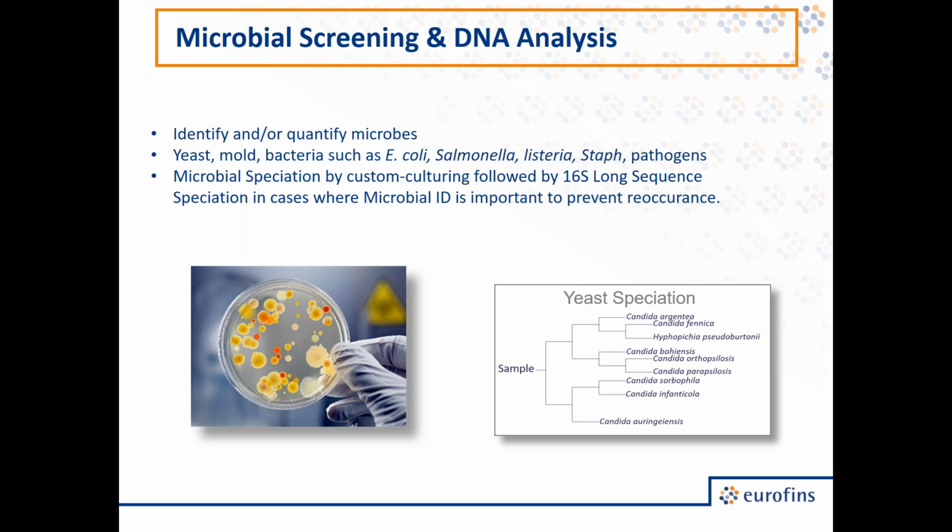So now we talk about microbial screening, including DNA analysis. It's useful to identify and quantify different microorganisms: yeast, mold, bacteria. Many of these are pathogenic, which you're familiar with, E. coli, salmonella, staph. But also, it's possible to do custom culturing followed by metagenomic 16S long sequencing, and then we can identify which specific microorganism it is.